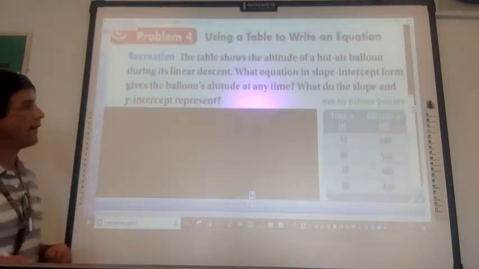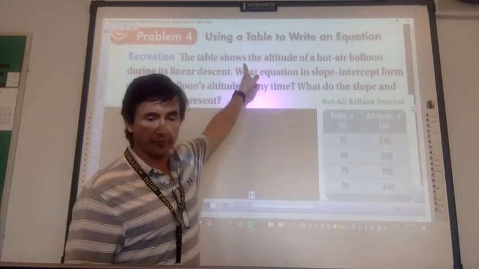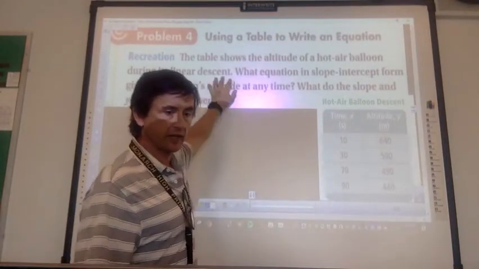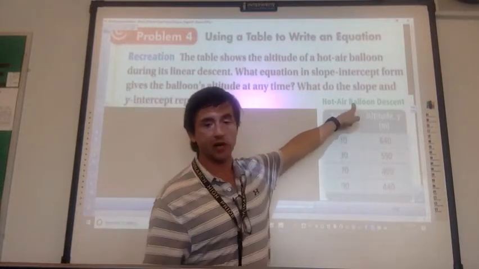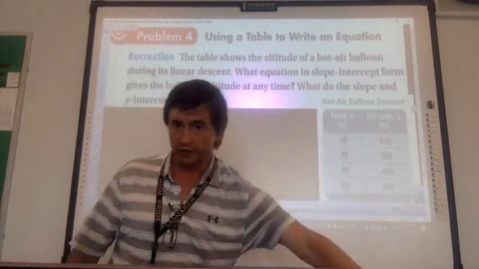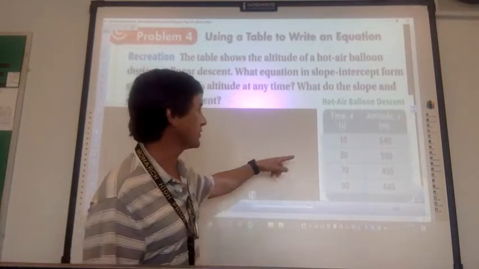Excellent. Okay, so you've got to write this chart down. You don't have to write all of this down, but write the chart down, and I'll tell you what to write from the problem. This is time and altitude, and we're talking about a hot air balloon descending. Hopefully not that hard, because then you're going to crash.